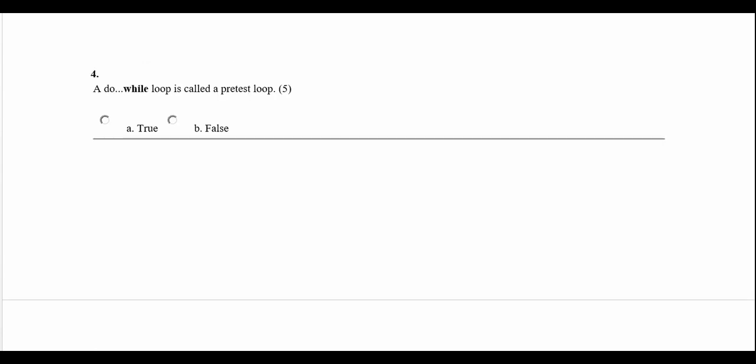A do while loop is called a pretest loop. True or false? What do you think? It's false. Do while actually tests the loop at the end. It's a post-test loop. It happens at the end after the loop has already executed once.